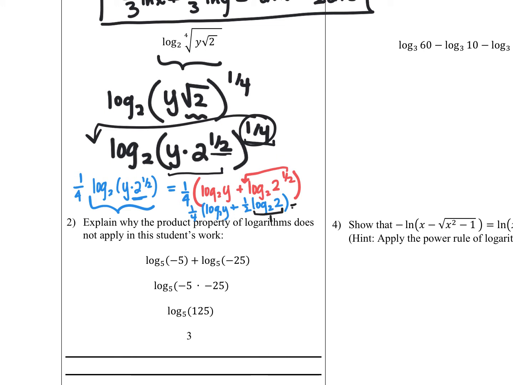So this is actually equal to, I can distribute the 1/4. We're going to have 1/4 log base 2 of y plus a 4th times a half is an 1/8. So you can see that did pop out. Times 1 is just going to be 1/8. So my final answer expanded is going to be that guy.